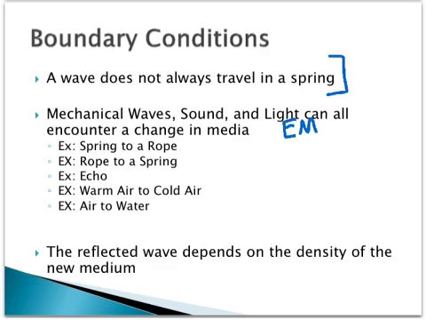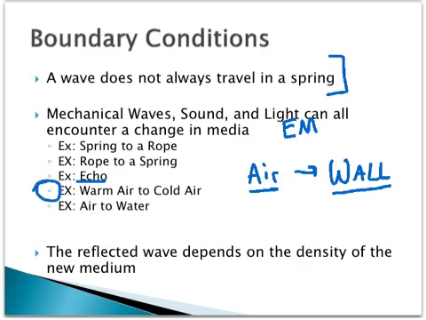Think of sound. Sound is a wave. You can think of an echo. What happens in an echo is sound is traveling in air, and then it hits a wall. Think of the density there. Air is less dense, then it hits a wall that is more dense. So what happens? It's reflected back. You can also think of sound moving from warm air to cold air. Warm air has a different pressure than cold air. The difference in pressure is going to cause sound to travel differently. It's going to travel slower in cold air than it would in warm air.